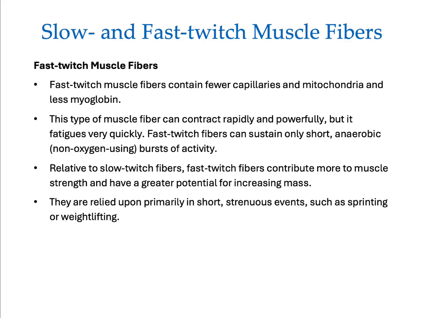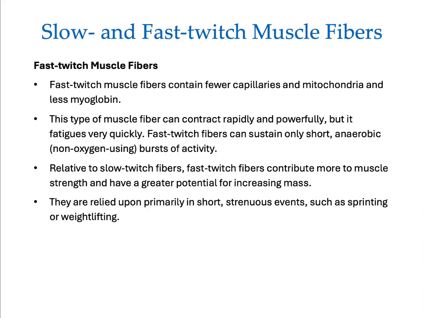Fast twitch muscle fibers. These fibers contain fewer capillaries and mitochondria and less myoglobin. This type of muscle fiber can contract rapidly and powerfully, but it fatigues more quickly. Fast twitch fibers can sustain short anaerobic, which is non-oxygen using, bursts of activity.